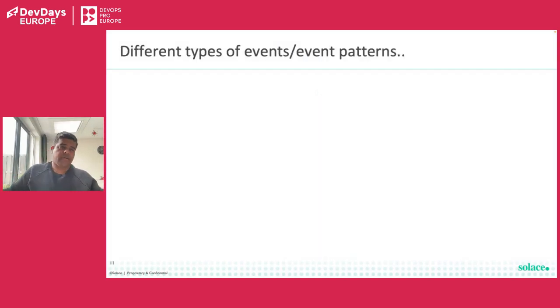Let's talk about the different types of event patterns. When building EDA applications, it's important to know the different types of events that you can publish. They all have their own trade-offs, so pros and cons, and then you need to identify what best fits each and every single use case. So let's start off with the first one.